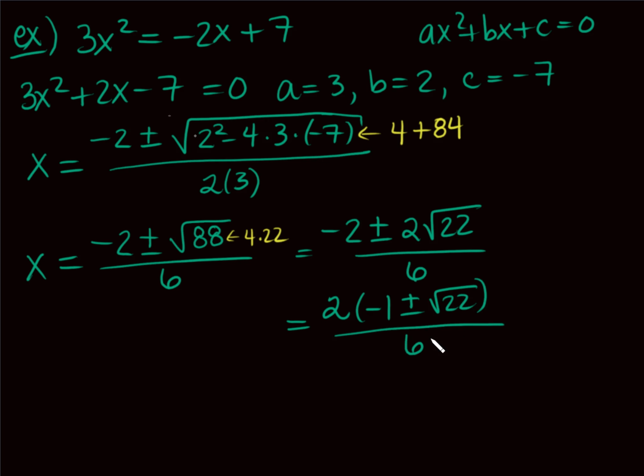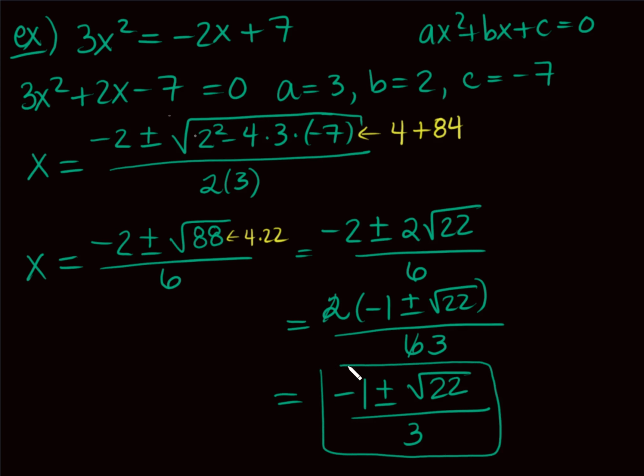And now, my friends, I can cancel this 2 because it's all multiplication. Okay, so my final answer then, because I'm not canceling across addition and subtraction, I'm canceling across multiplication. So my final answer, -1 plus or minus the square root of 22 all over 3.